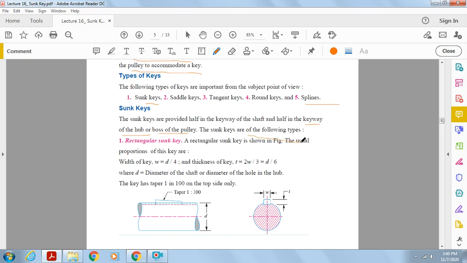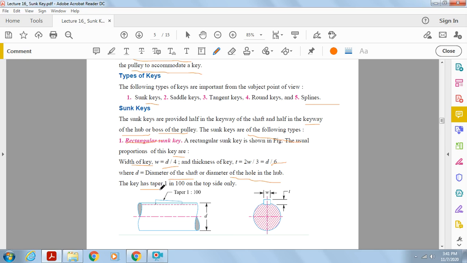The sunk keys are of the following types. First of all, the rectangular sunk key. This key looks like a rectangle, so it is called the rectangular sunk key. In the rectangular sunk key, the usual proportions are: width of the key, W, should be equal to D by 4. What is D? D is the diameter of the shaft or diameter of the hole in the hub. So W must be D by 4, and the thickness of the key, T, must be equal to 2/3 of W. So 2/3 of D by 4, that is D by 6.